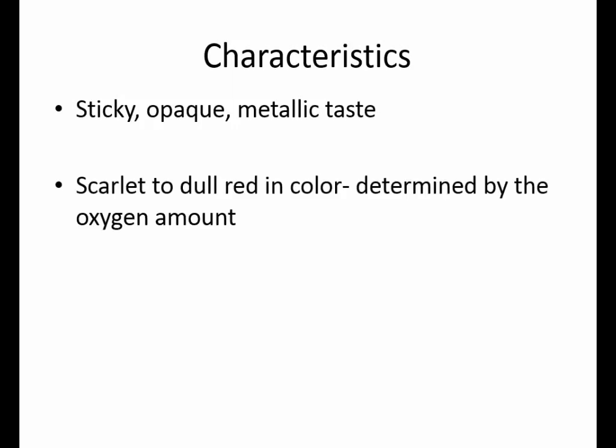Blood has several unique characteristics. It is sticky, opaque, and has a metallic taste to it. It is scarlet to dull red in color. Scarlet blood has maximum oxygen content. Dull red blood has lost a lot of its oxygen. It is more viscous than water, so yes, blood is thicker than water, and it has a slightly alkaline pH, a pH of right at 7.4.